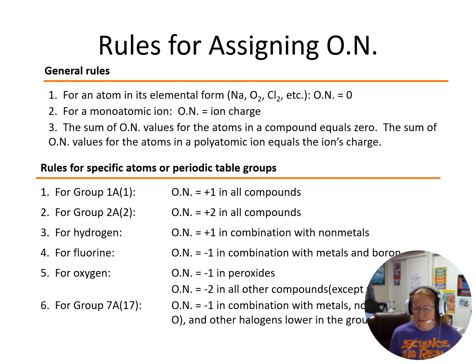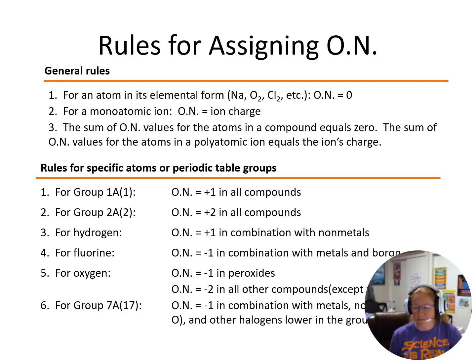If it's in its elemental form, the oxidation number is 0. If it's a monatomic ion, the oxidation number is the ion charge. If we're dealing with a neutral compound, our oxidation numbers will sum to 0. If we're dealing with an ion, our oxidation numbers will sum to the ion charge. For our metals in groups 1A and 2A, they always form their +1 or +2 ions, so those are going to be a +1 or a +2 for oxidation numbers.